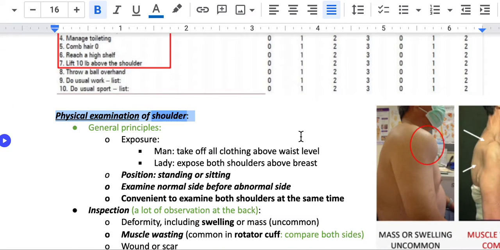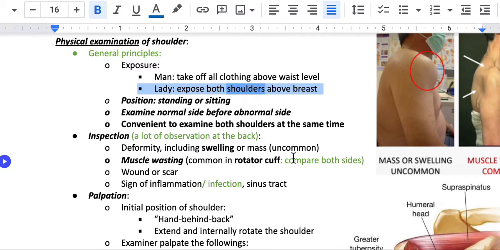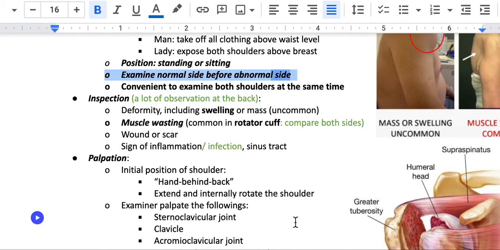Physical examination of the shoulder, general principles. Exposure: men, take off all clothing above waist level; ladies, expose both shoulders above the breast. Position, standing or sitting. Examine the normal side before the abnormal side. It is convenient to examine both shoulders at the same time.